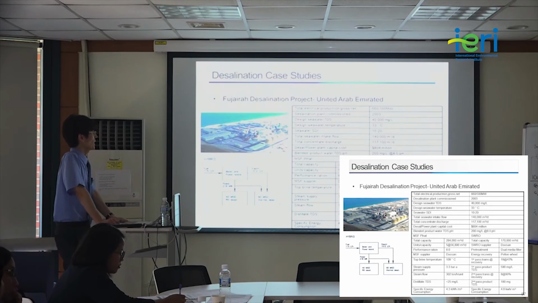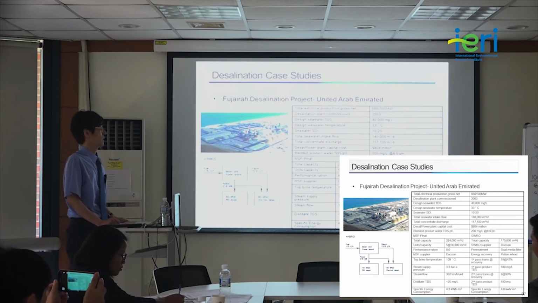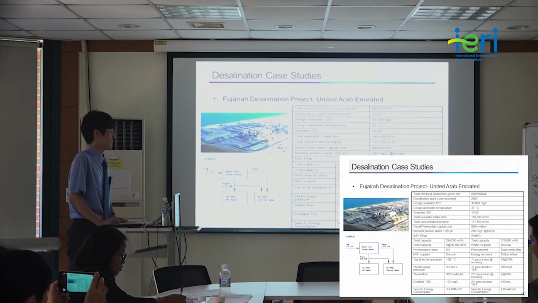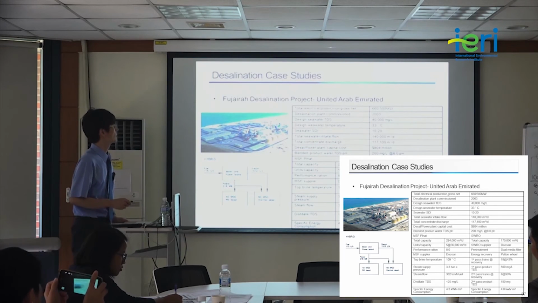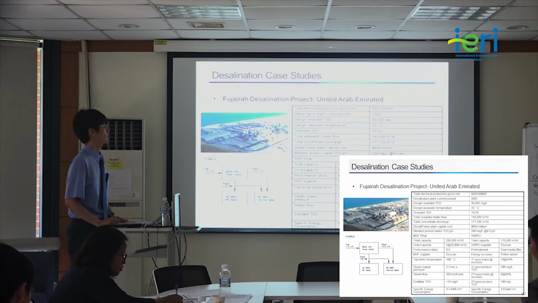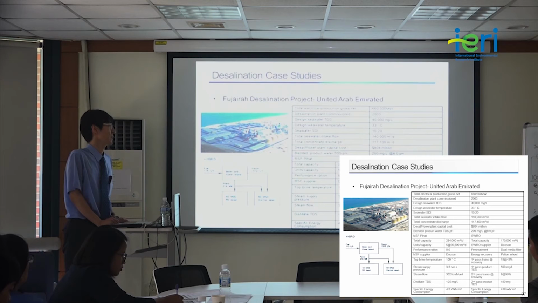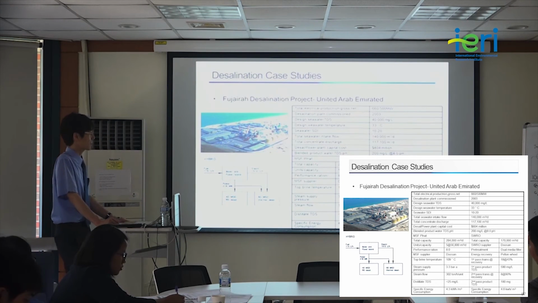Another example here is the Fujairah desalination plant in the United Arab Emirates, and its size is, you have to add this and this one, so I guess it's more than 450,000 cubic meters per day.